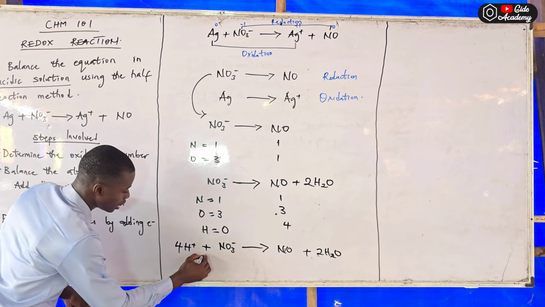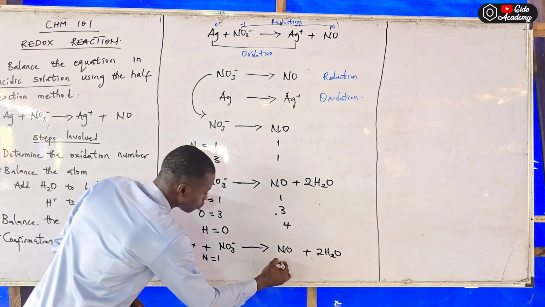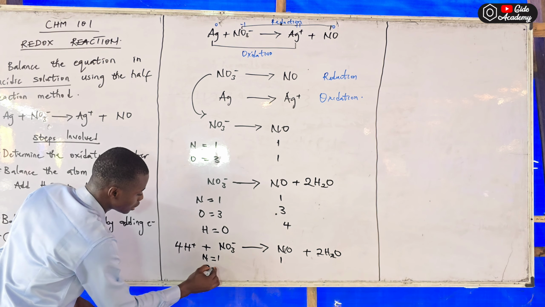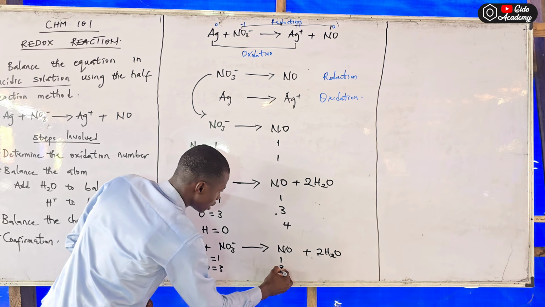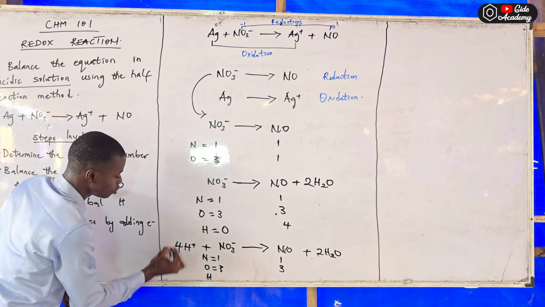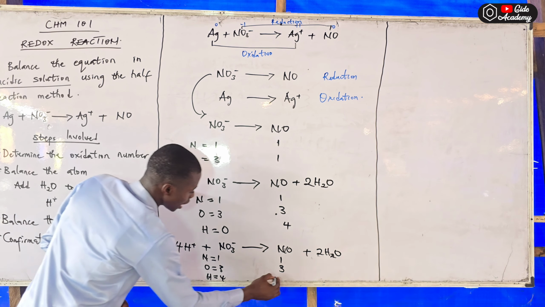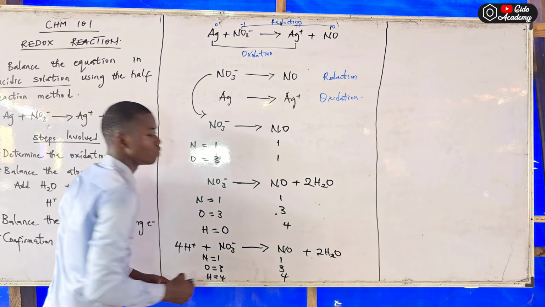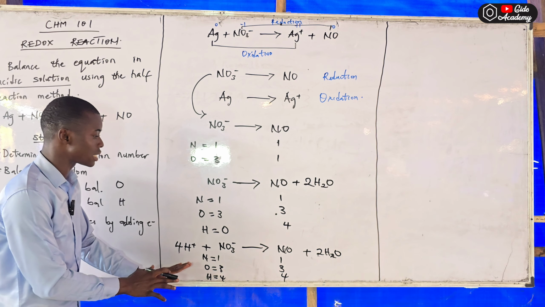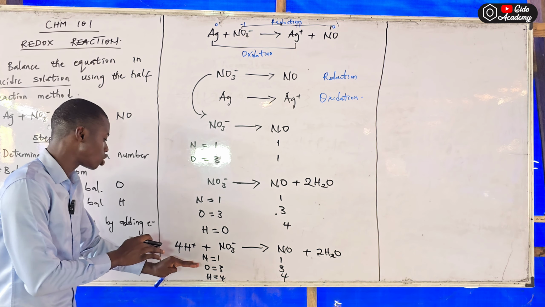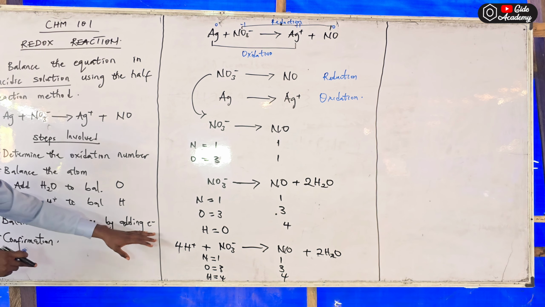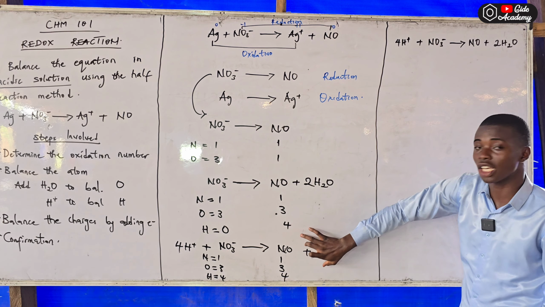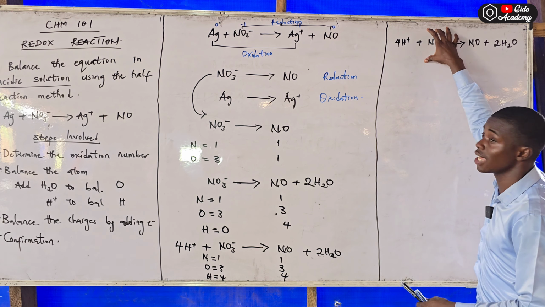So let's confirm. Nitrogen here is 1. Nitrogen here is 1. Oxygen here is 3. Oxygen here is 3. Then let's check for hydrogen. Hydrogen here is 4. And hydrogen here is what? 4. So for now, we have been able to balance the atoms. So after balancing the atoms, the next step we are expected to do is to balance the charge. You are expected to balance the charge by adding what? By adding electron.